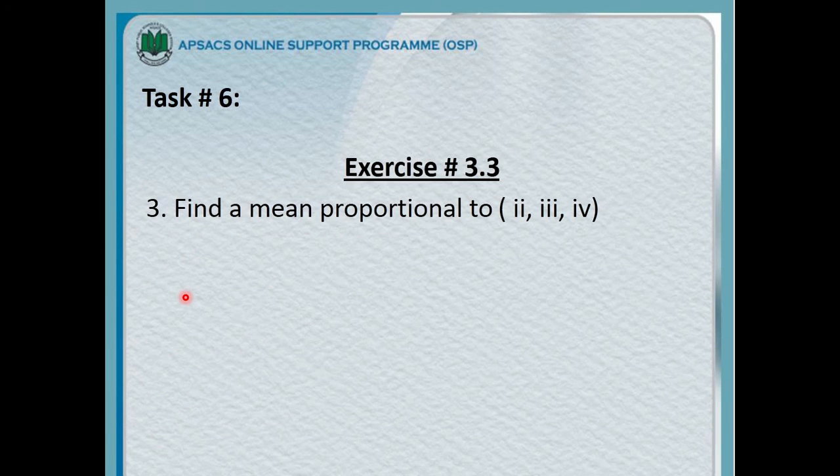Task number 6. Now students, you have to do question number 3, parts 2, 3, 4 of exercise 3.3 to solve mean proportional.